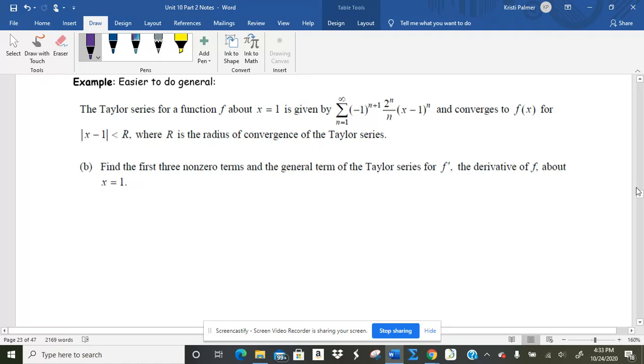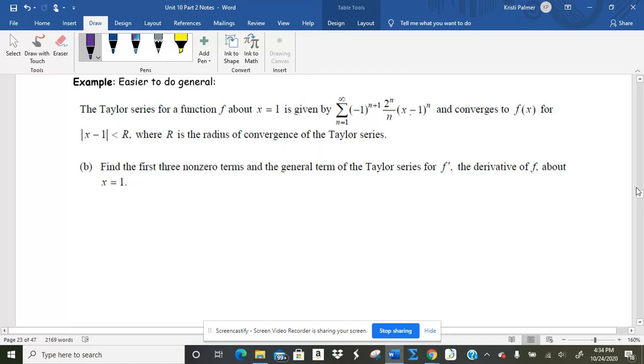Here is this Taylor series, centered at 1, which I could see. And it says it converges to f of x for this right here. And r is the radius of convergence. Okay. Find the first 3 non-zero terms and the general term of the Taylor series for f prime.